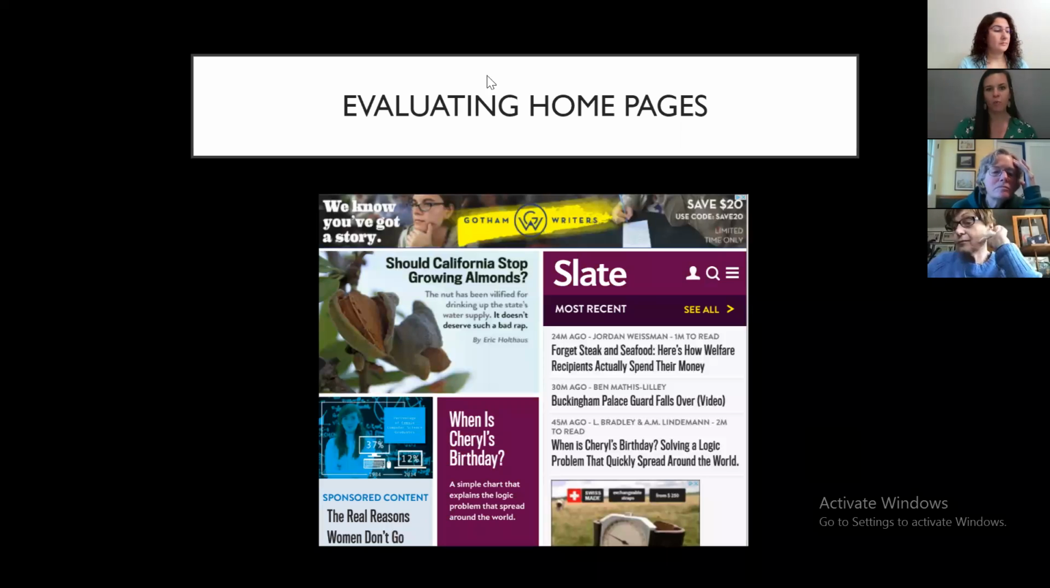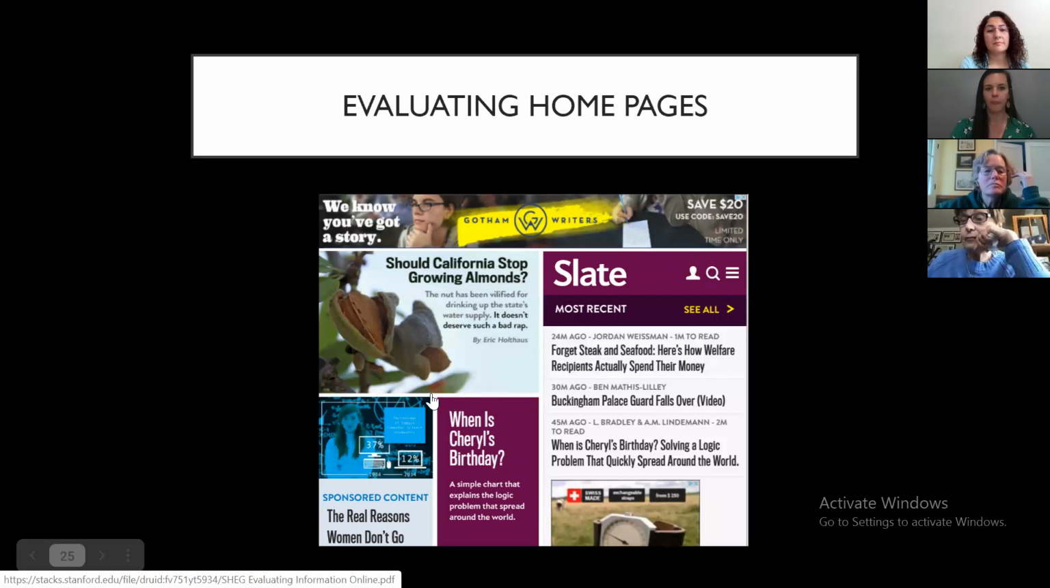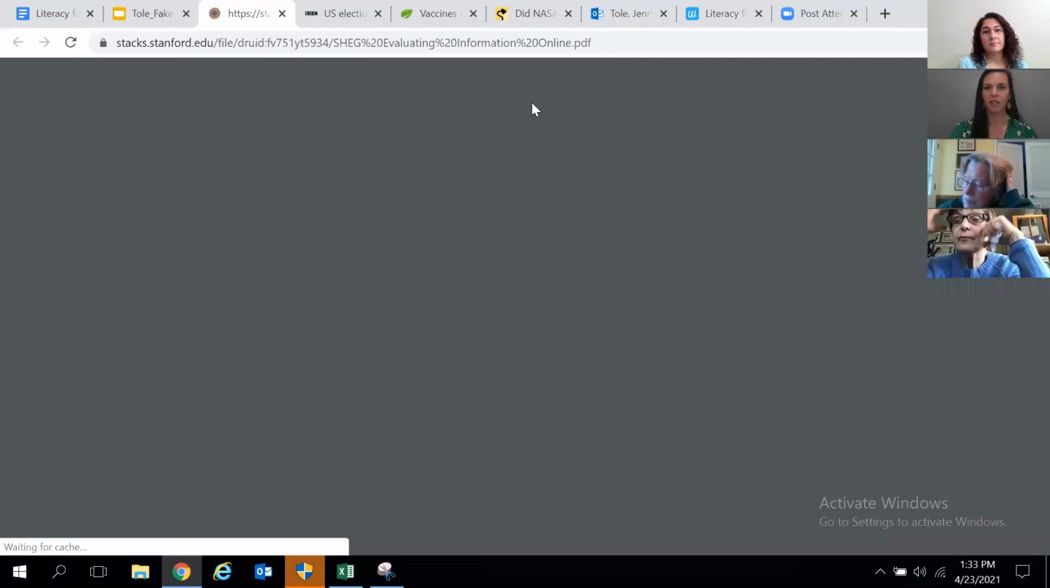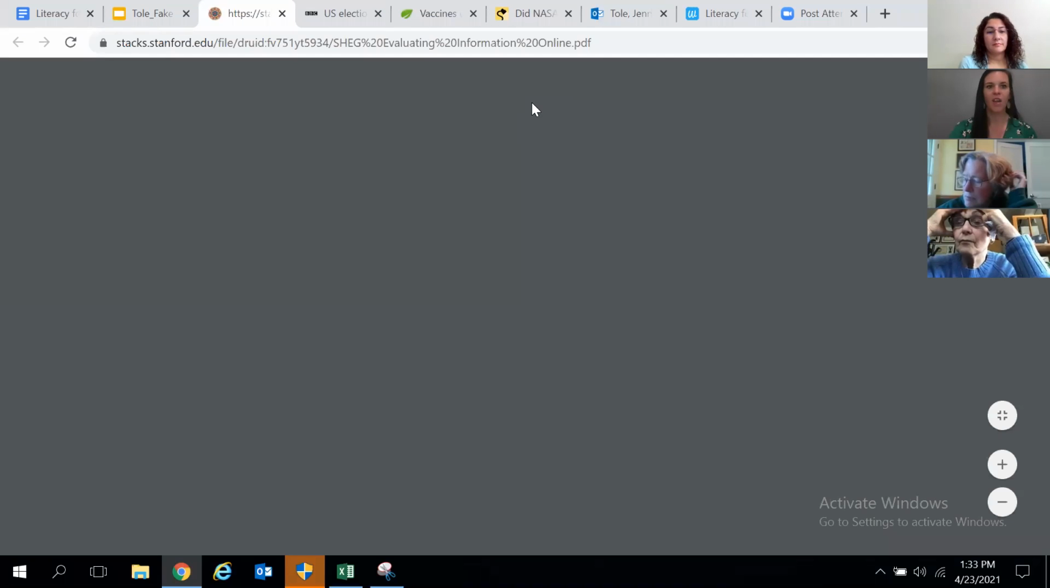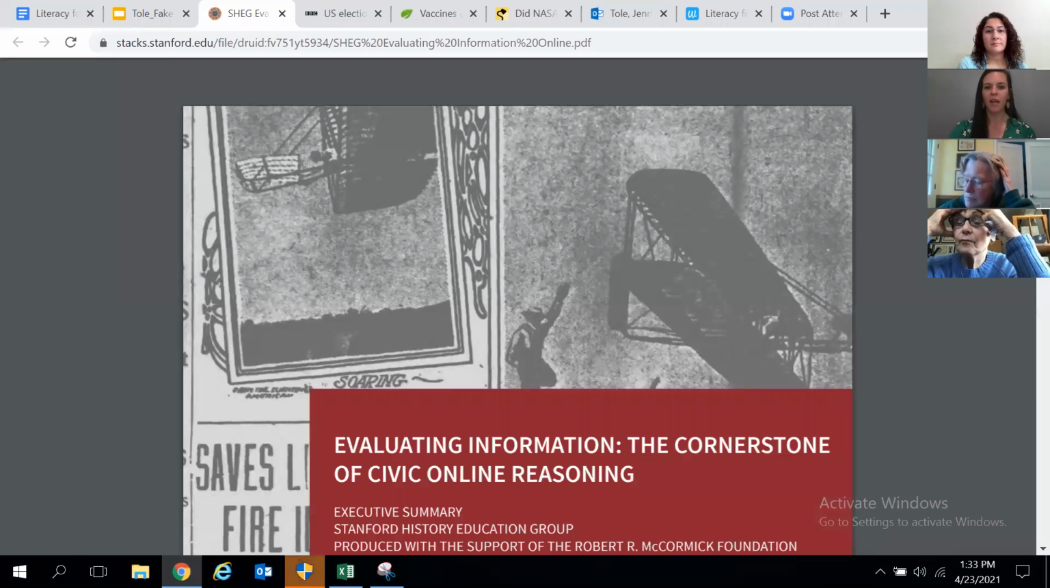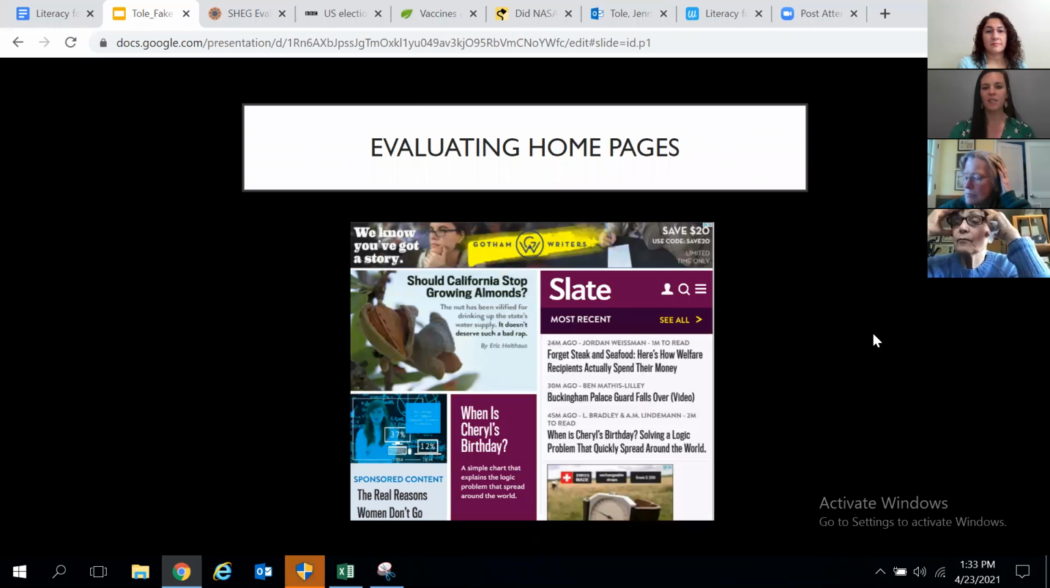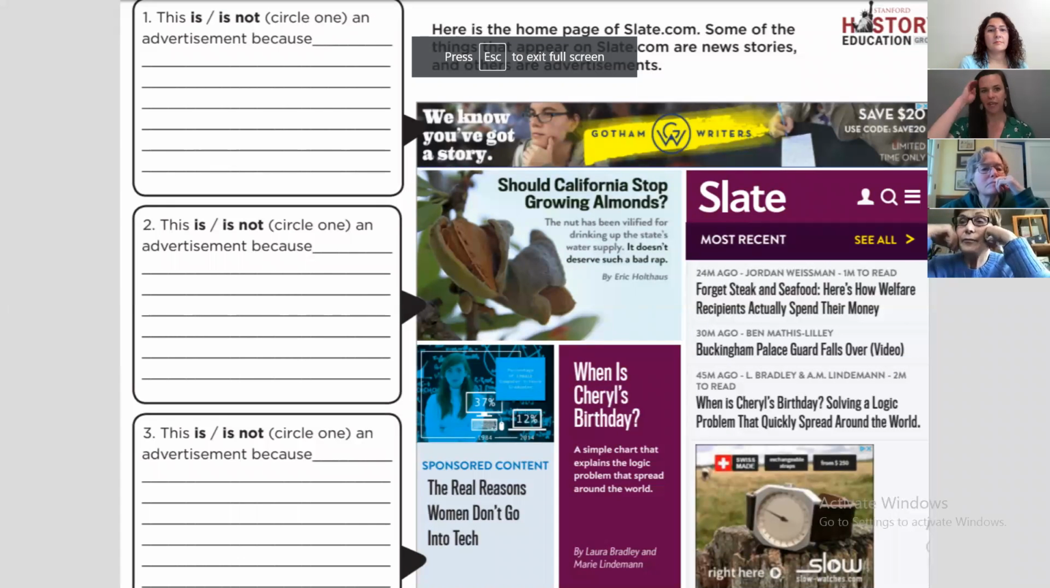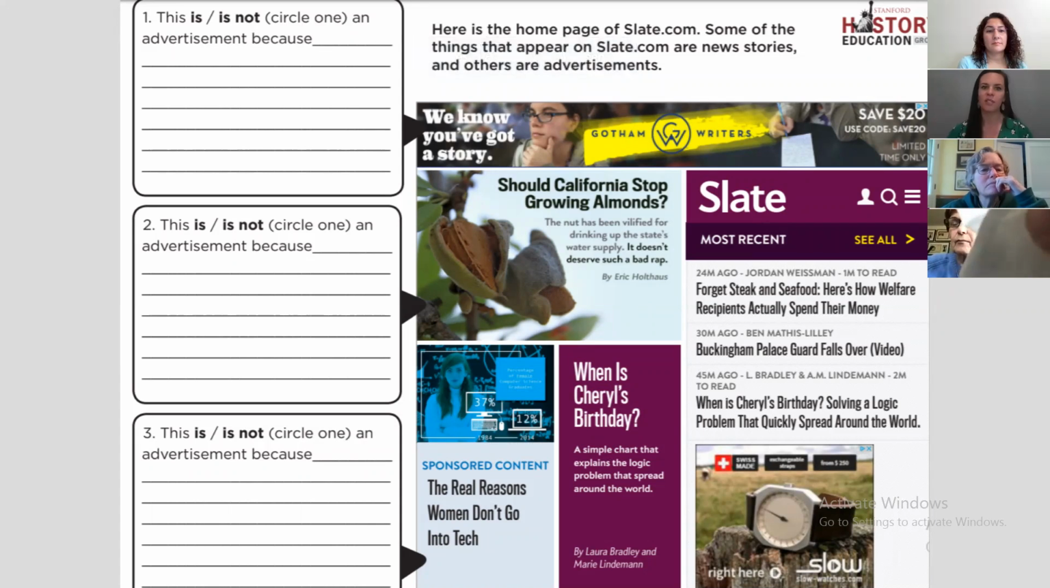So one idea is evaluating home pages. This comes from a pretty cool document put together by the Stanford History Education Group. Basically this is an exercise, and I've linked it on the handout so you could print it out and do it with students if you wanted to. They took the Slate homepage, picked out three parts of it, and ask students to tell you whether each is an advertisement or not.